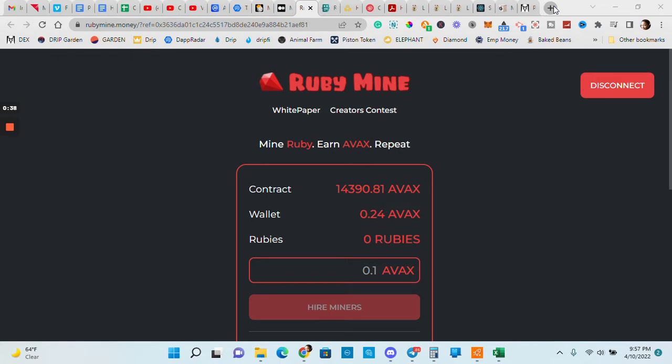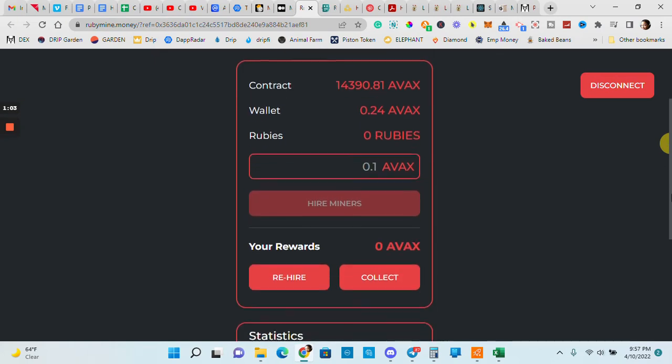This is on the AVAX blockchain, whereas the baked beans is on the Binance Smart Chain. The contract looks like it is growing. They've got about 14,390 AVAX deposited into this particular miner. You put in AVAX and you get out AVAX.